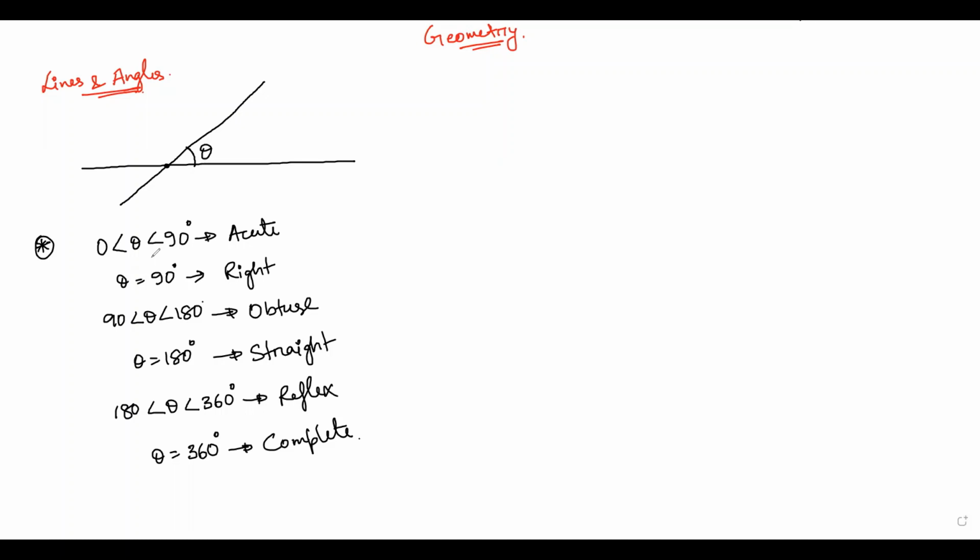Now, if this angle theta lies between 0 and 90 degrees, then this angle is said to be an acute angle. If this angle theta is 90 degrees, then this angle is said to be a right angle. In a similar way, if this angle theta lies between 90 degrees and 180 degrees, then this is said to be an obtuse angle. If this angle theta is 180 degrees, then it is said to be a straight angle. In a similar way, if this angle theta lies between 180 and 360, then it is said to be a reflex angle. And when this angle is 360 degrees, then this angle is said to be a complete angle.